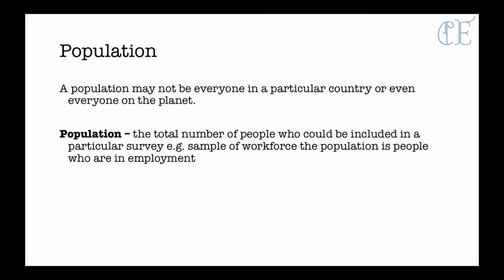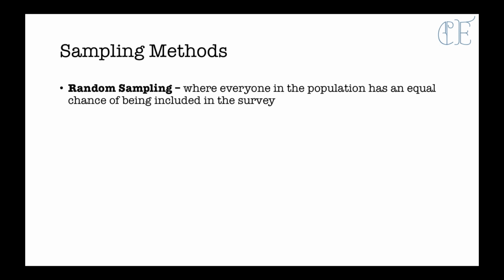So if you're going to do a sample of the workforce, then the population would be everybody who is actually in employment. You wouldn't have to ask people that are unemployed or stay-at-home mums or teenagers about the workforce because they're not in work. So certain sampling methods then, so you could have random sampling.